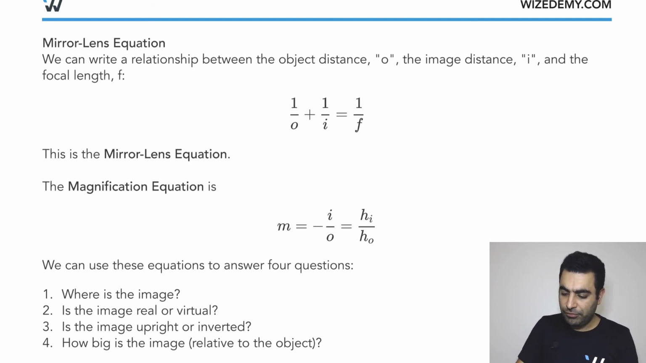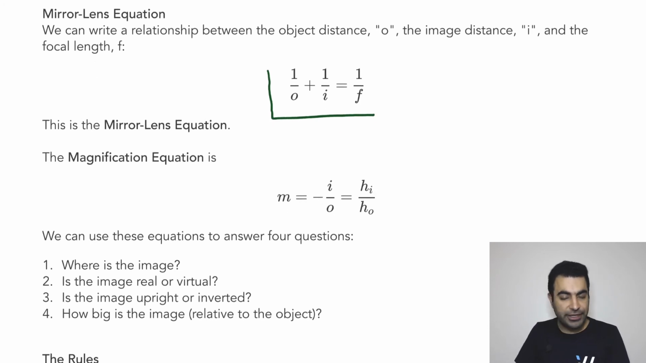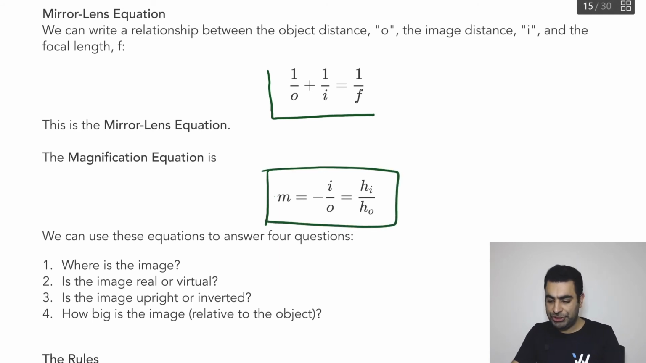The mirror lens equation is the top equation, which is 1 over O plus 1 over I equals 1 over F. Here O is the distance between the object and the mirror or the lens, and I is the distance between the image formed by the mirror or the lens and the mirror or the lens. And F here is the focal length, or the distance between the focal point and the mirror or the lens. Furthermore, we have the magnification equation, which tells you how much the image has changed in size compared to the original object.